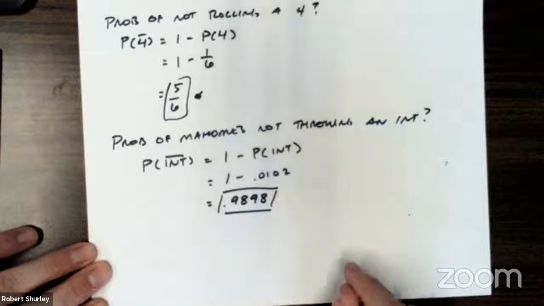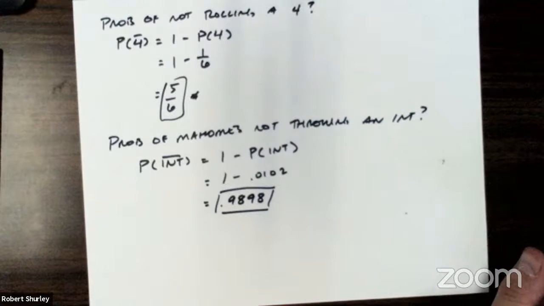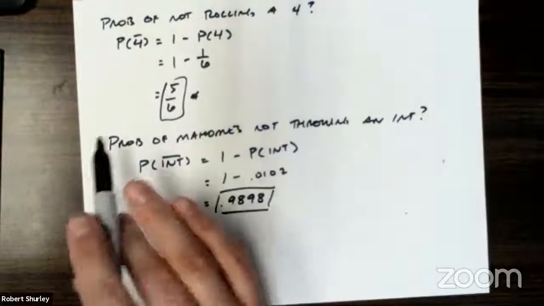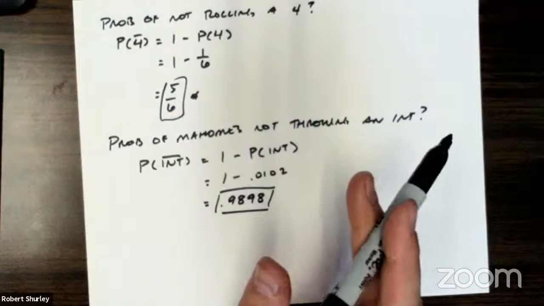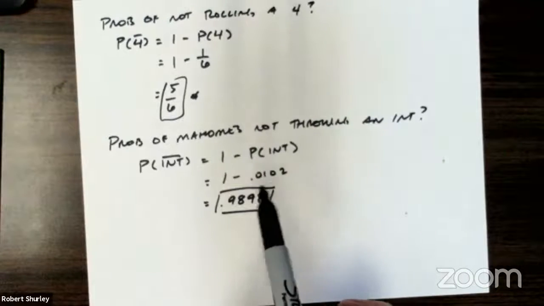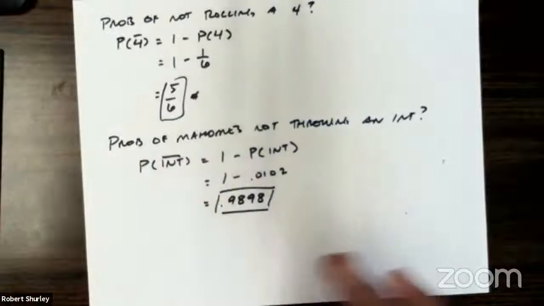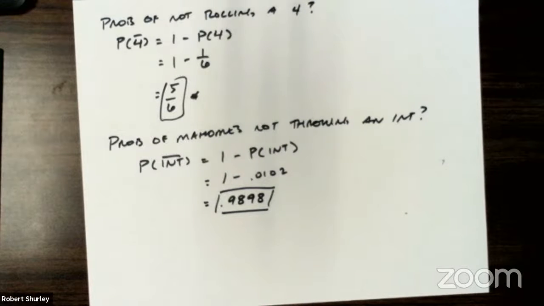So like 98.98% chance he doesn't throw an INT. Okay? Now he could throw other things, right? He could throw an incompletion. He could throw a completed pass, but he's not throwing an INT. Okay? He's not throwing an interception.